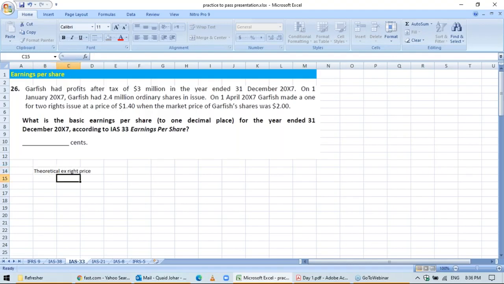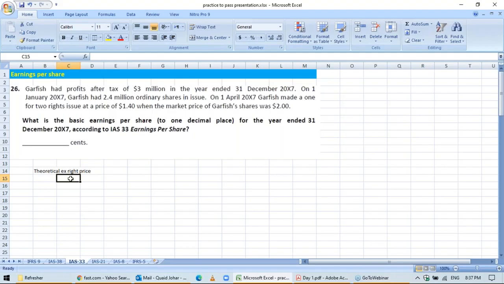Now what is the theoretical ex-rights price? Theoretical ex-rights price means the company is currently having some shares outstanding, right? The value of that plus the further cash which the company generates, divided by the number of shares, all shares including the rights shares issued. So this gives you a theoretical price of a share after the rights issue.